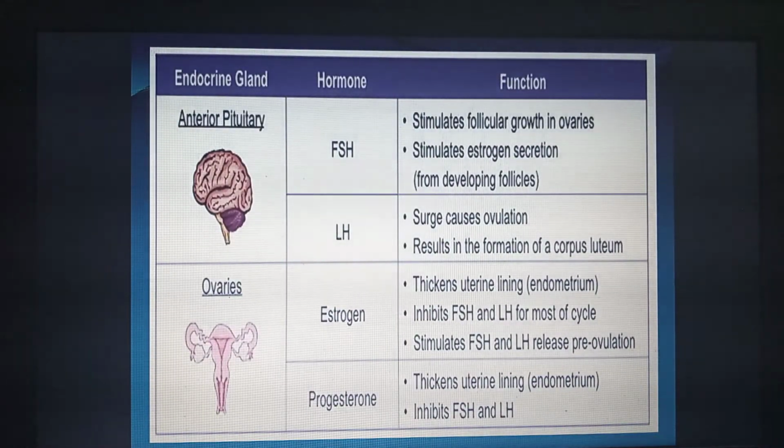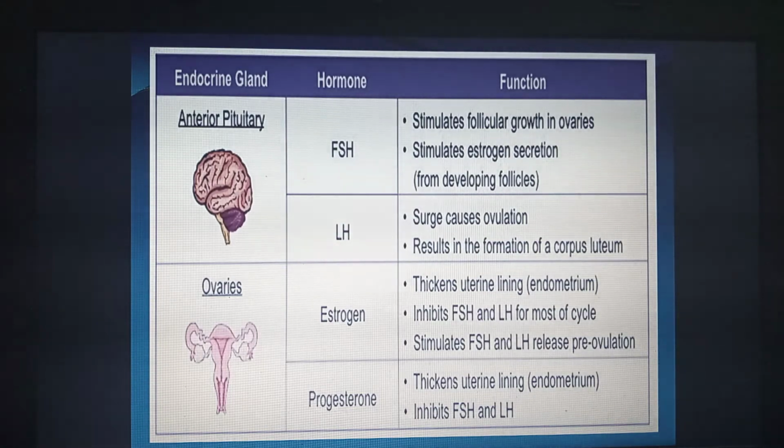Here we have a table for the different hormones, endocrine glands, anterior pituitary and ovaries, and the names of hormones: FSH, LH, estrogen, and progesterone, and the functions of these hormones involved in the female reproductive system.